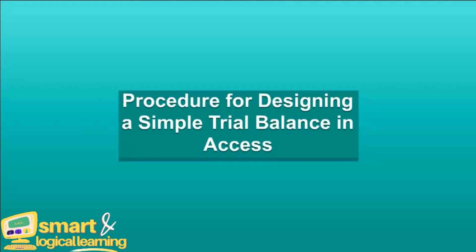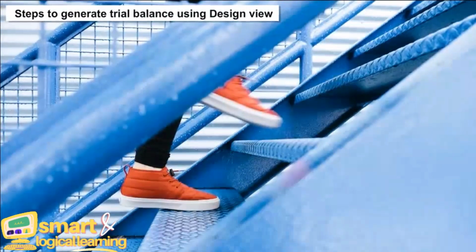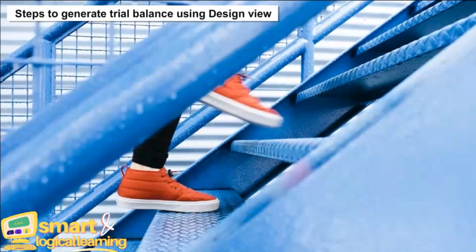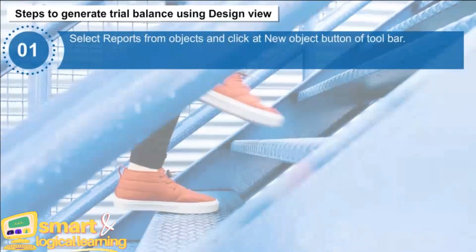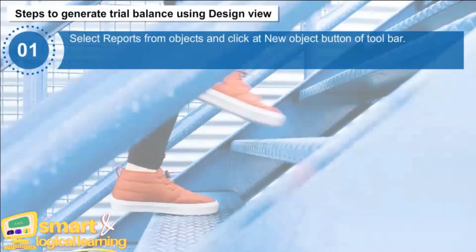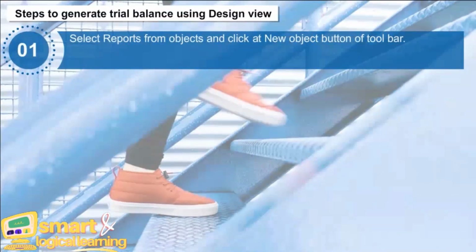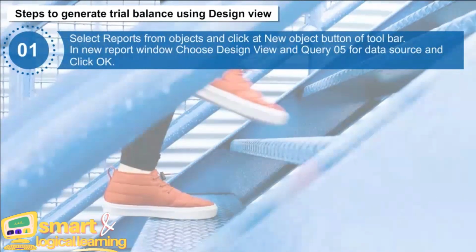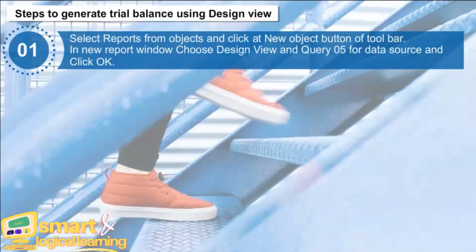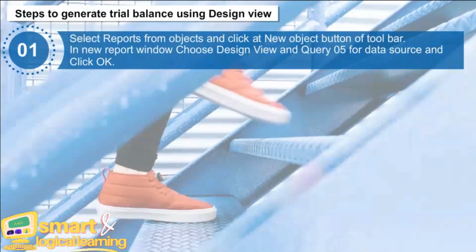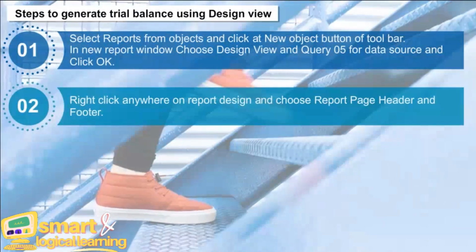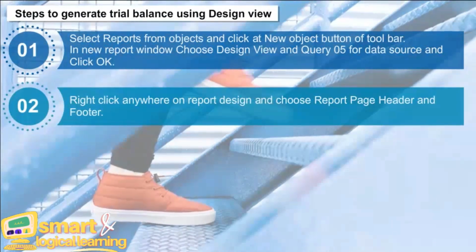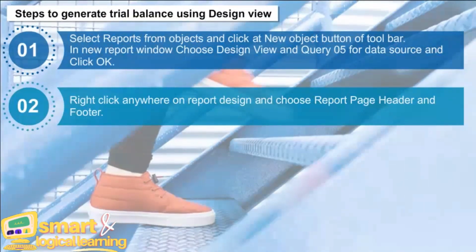Procedure of designing a simple trial balance in Access. Steps to generate trial balance using Design View. 1. Select Reports from Objects and click at the New Object button of the toolbar. In the New Report window, choose Design View and Query 05 for data source and click OK. 2. Right-click anywhere on Report Design and choose Report Page Header and Footer.